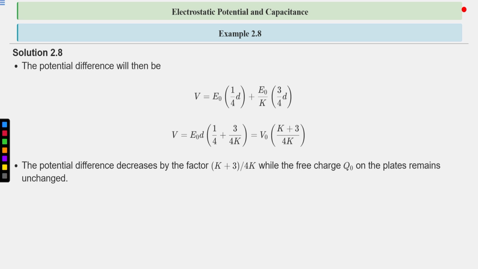While the free charges Q naught on the plates remain unchanged. The charge on the plates is the same. It will not change. So only the potential difference is decreased. Why decreased? Because of the reduction of the electric field within the dielectric. So the potential difference will also decrease.